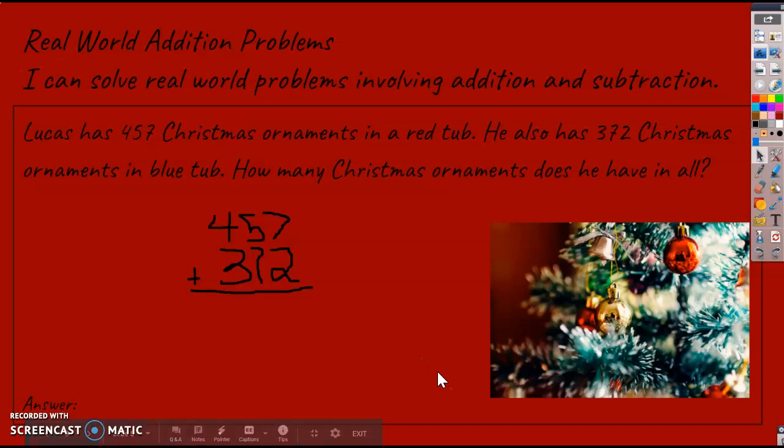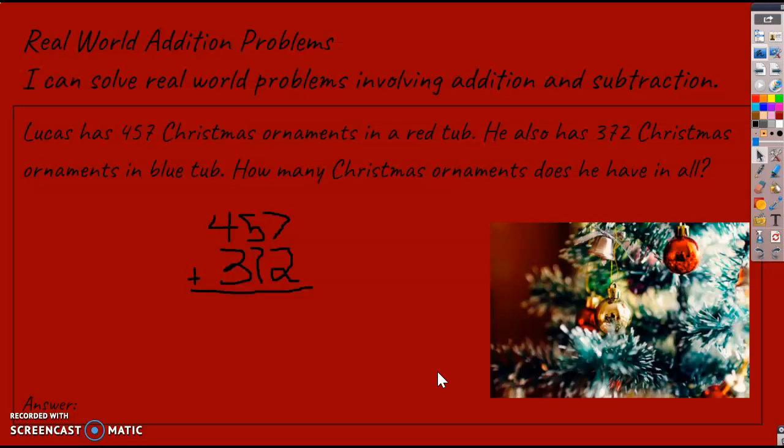Hello, this is Miss Powell. We are going to look at real-world addition problems. Our focus is, I can solve real-world problems involving addition and subtraction, but it's just going to be addition as of right now. So let's look at the problem.